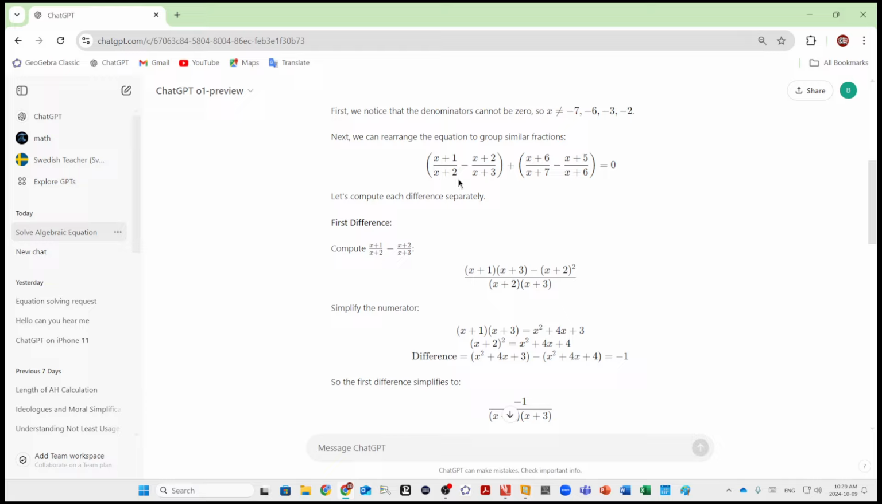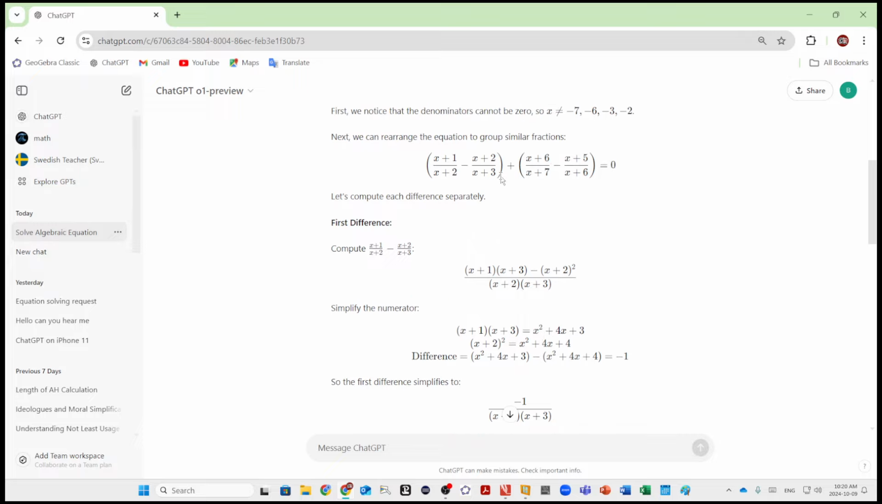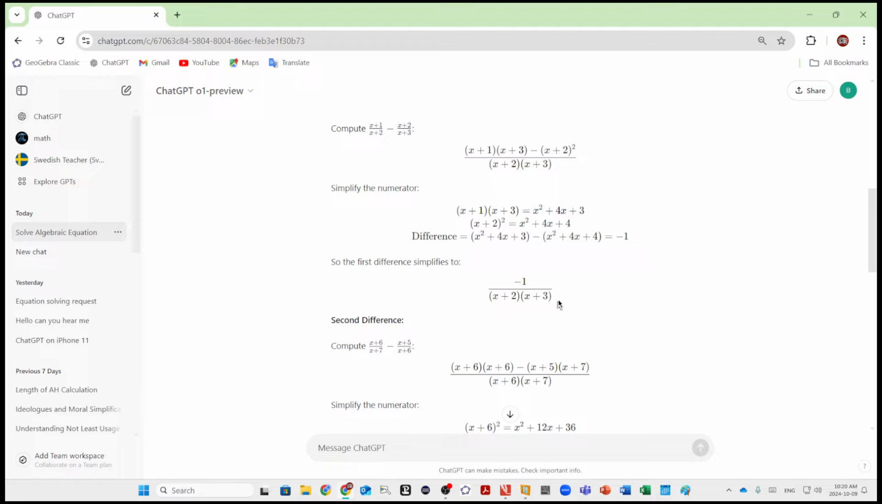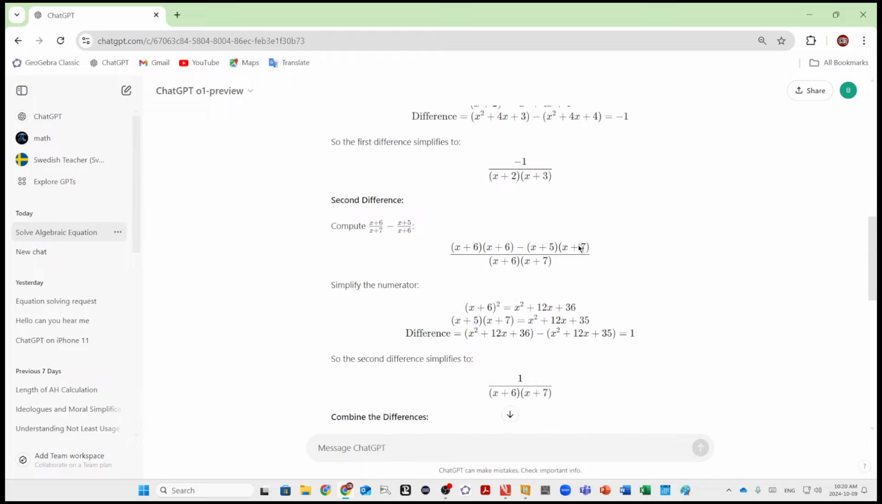X plus 1, X plus 2, and X plus 2, X plus 3 is probably also another good choice, yes? Because if you do that, then this will go here, X plus 1, X plus 3, and then this will go there. It becomes X plus 2 times X plus 2, of course, which is X plus 2 to the power of 2. And then when ChatGPT simplifies this part, then it gets this answer, and it will do the same thing for this combination, yes? And after all those simplifications, ChatGPT will get this answer.